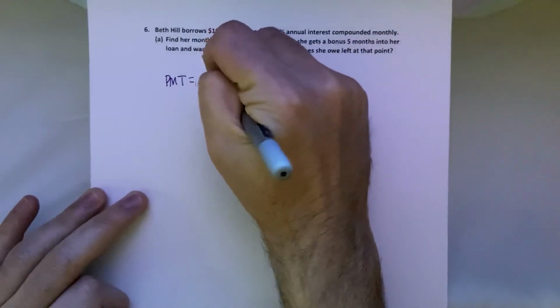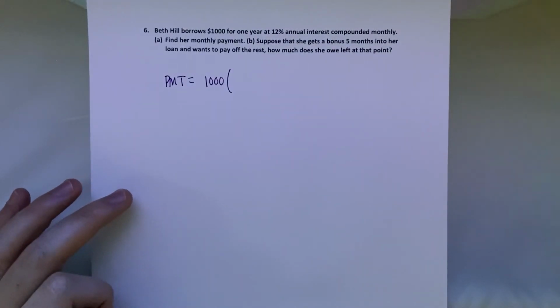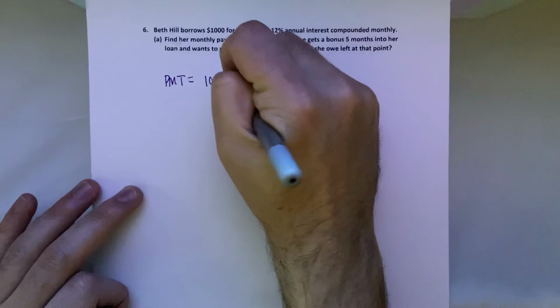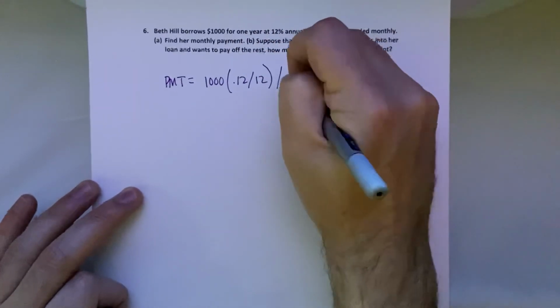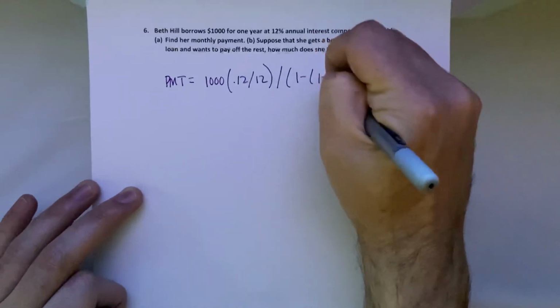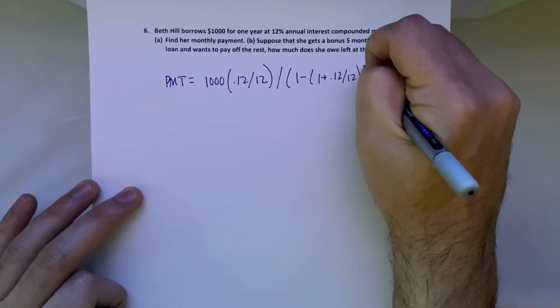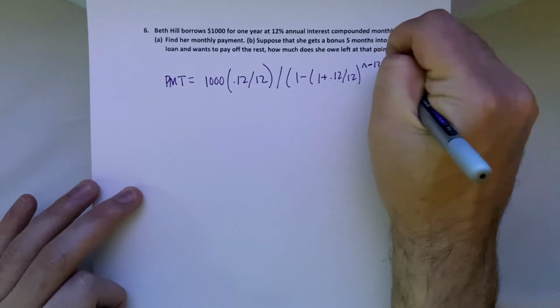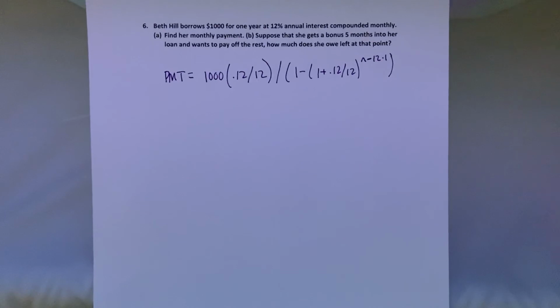It's $1,000 times R over N, so 0.12 over 12, divided by 1 minus 1 plus 0.12 over 12 to the negative 12 times 1. Same formula we've been using, only with much smaller numbers.